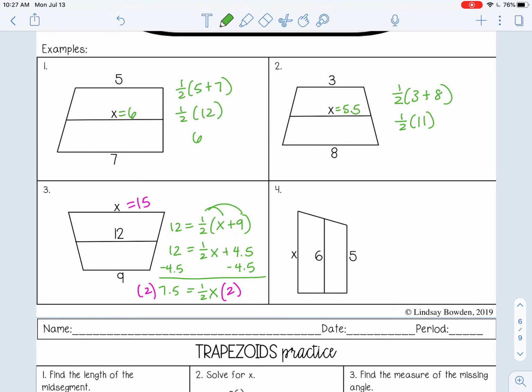Okay, so I'm going to start with the mid-segment, 6 equals 1/2 x plus 5. For this one, I'm going to solve it the other way. I'm going to just multiply by the reciprocal first to get rid of that 1/2. So 6 times 2 is 12. This cancels, and I just have x plus 5. This way is probably a little bit easier. And then I'm going to subtract 5 from both sides, which gives me 7.